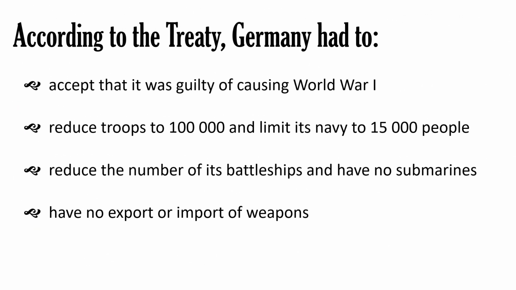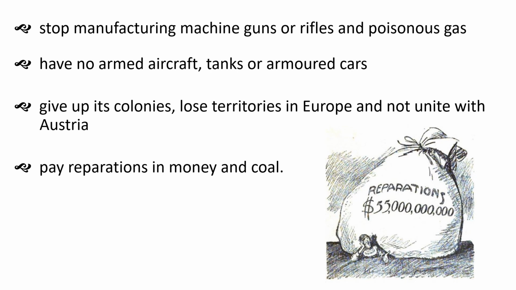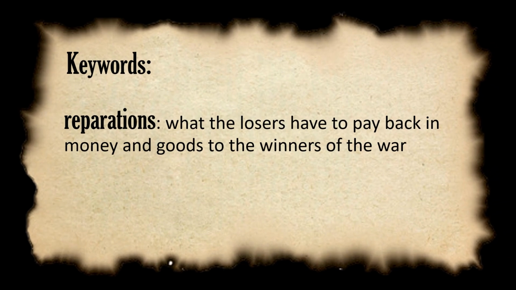According to the treaty, Germany had to accept that it was guilty of causing World War I, reduce troops to 100,000 and limit its navy to 15,000 people, reduce the number of its battleships and have no submarines, have no export or import of weapons. Stop manufacturing machine guns or rifles and poisonous gas. Have no armed aircraft, tanks or armored cars. Give up its colonies, lose territories in Europe and not unite with Austria. And pay reparations in money and coal. Here's another keyword: reparations. What the losers have to pay back in money and goods to the winners of the war.